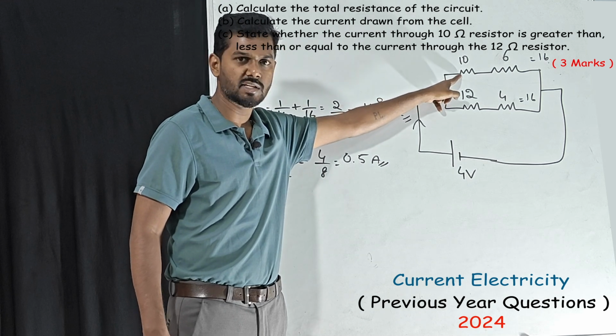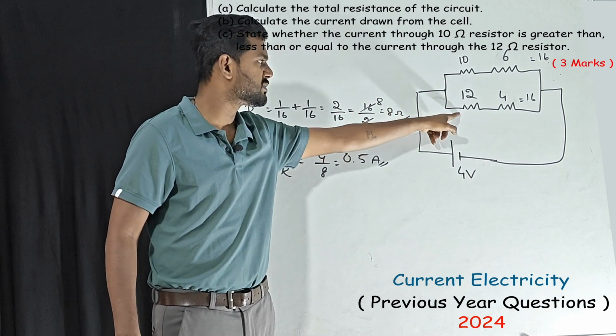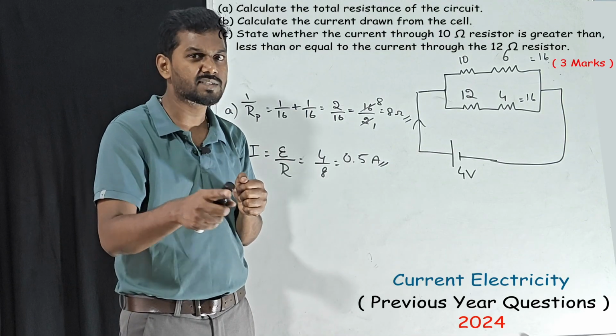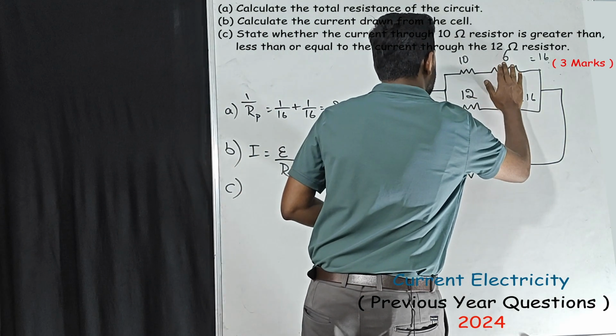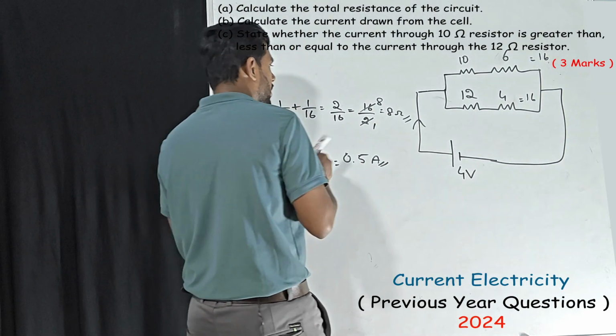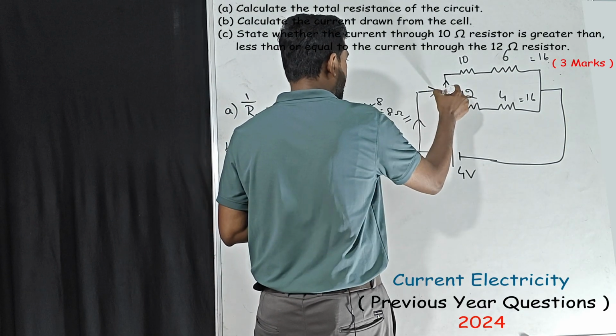So if the resistance is less, current will be more. If the resistance is more, current will be less. Correct? That is the actual concept. But that is correct whenever these two resistances are not there. And we know when the current enters here, it will get divided.